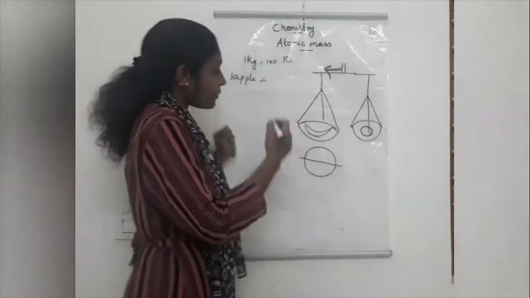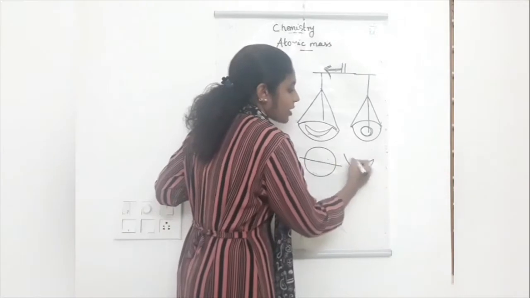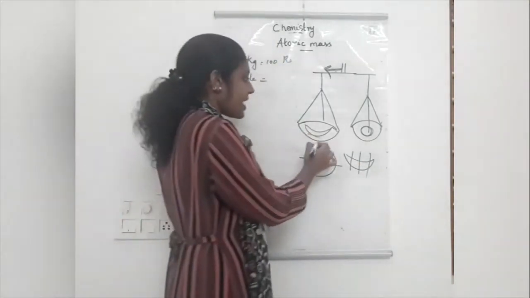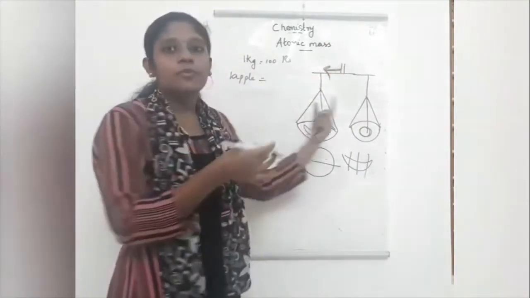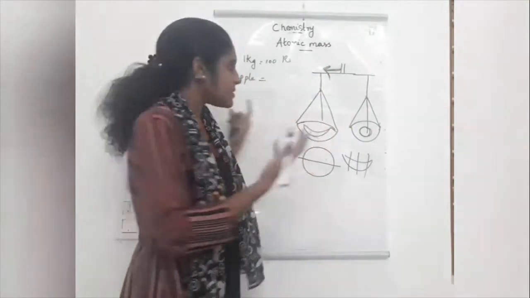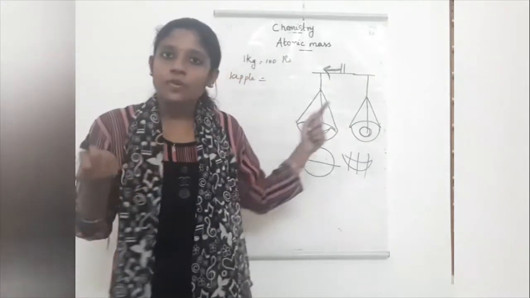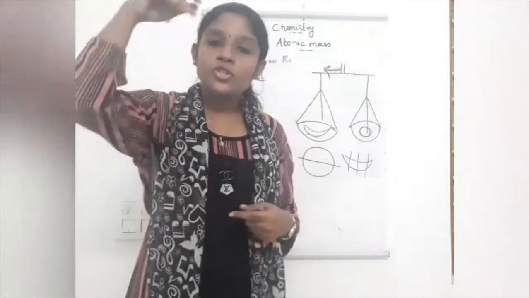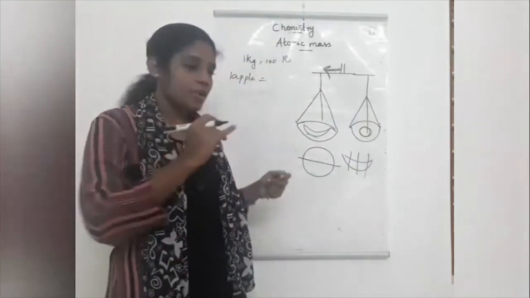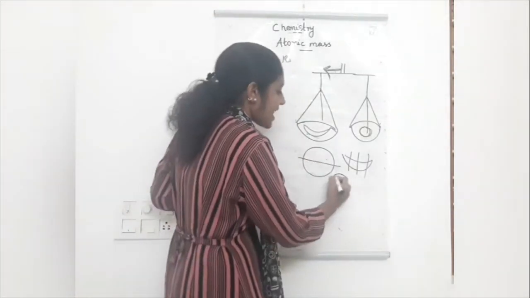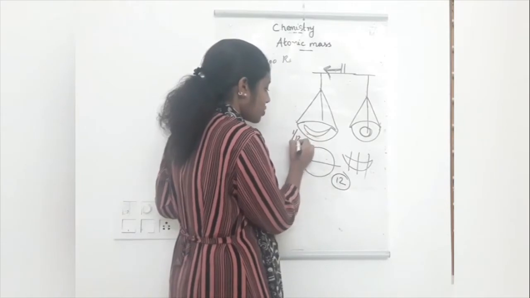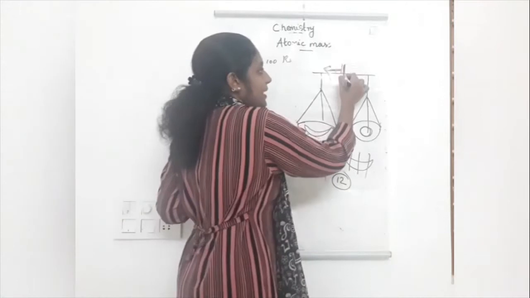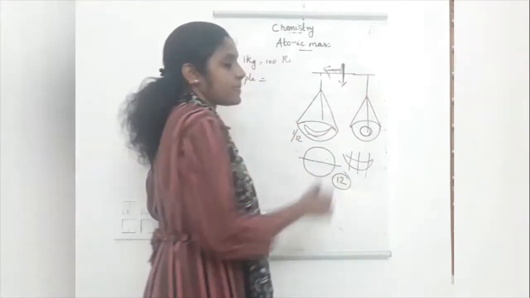Okay, then you are cutting the watermelon again into 4 parts and you are keeping the 1/4 portion here. Again, what happens? The needle will move to this side. That means the weight of the watermelon piece is not equal to the weight of 1 apple. Then you are cutting the watermelon into 12 equal parts and keeping the 1/12 portion of the watermelon here. And now you can see the needle will be in the middle position, it will be in balance.